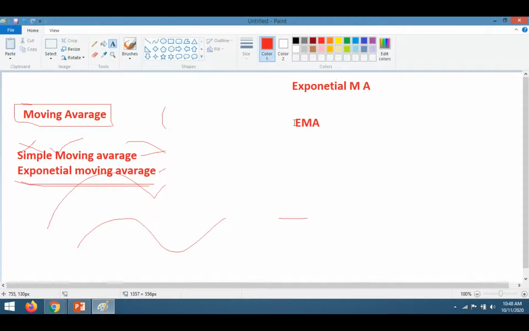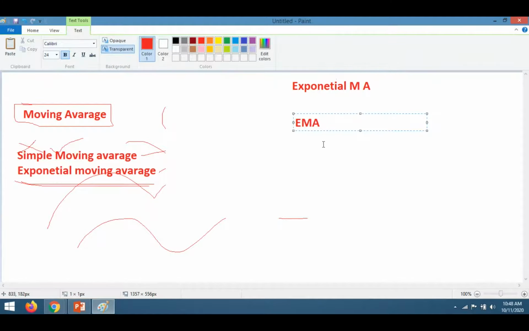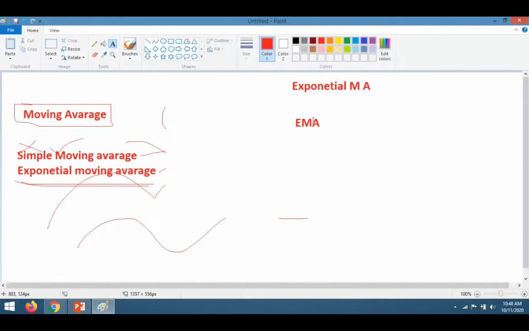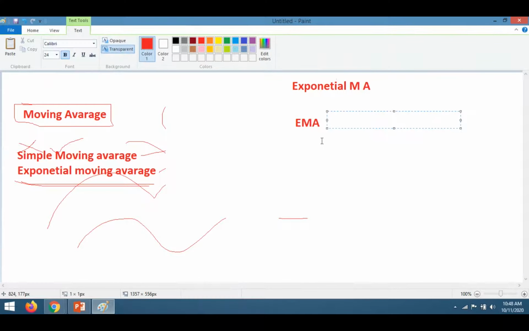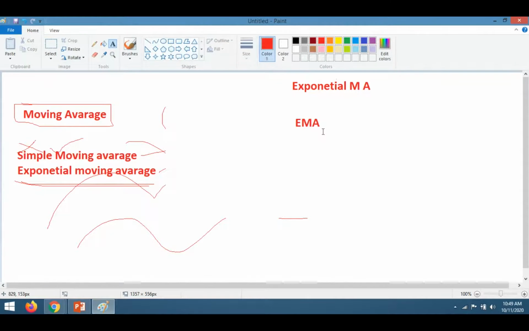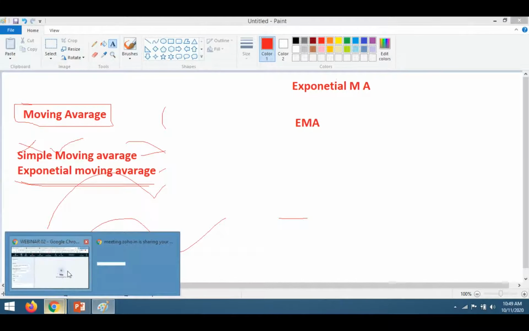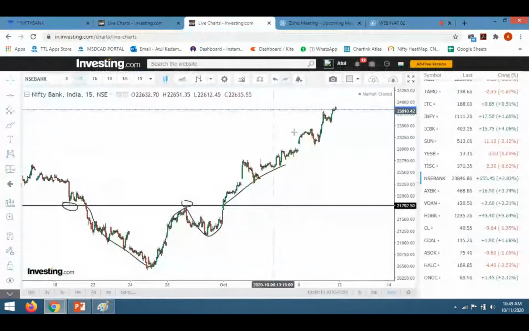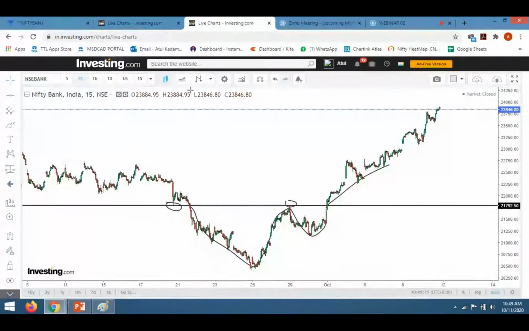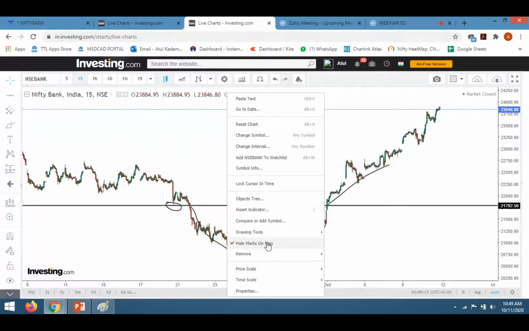Okay, so exponential moving average. I will explain in the chart how to add the exponential moving average and which value. There are n number of moving averages you can take, 1, 2, 3, 4, 5, 6, 10. By experience, we decided on some values to use. So let's go into the chart and first see how to add the moving average in any stock.